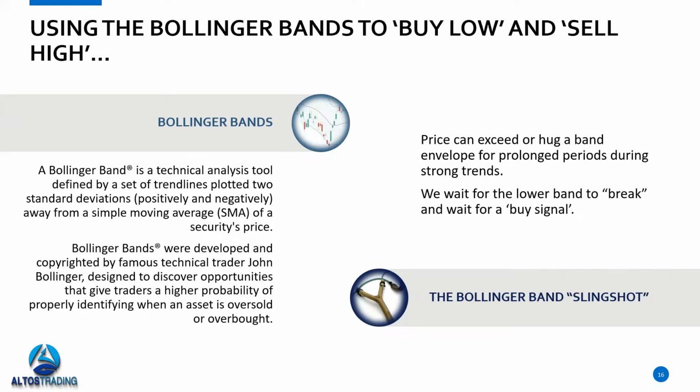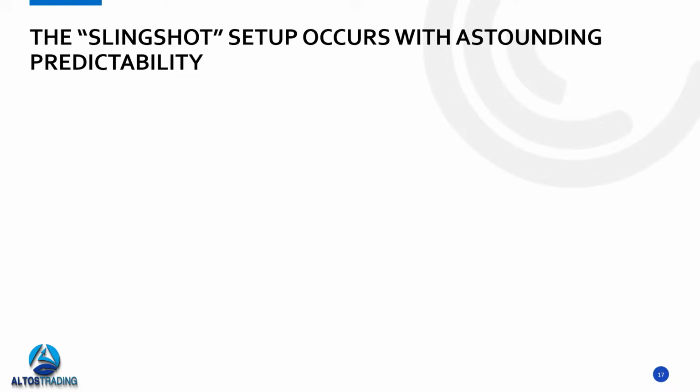So what we do is we wait for the lower band to break, and then we wait for a buy signal. And I'll explain what all this terminology means as we visualize it on a chart. But then we exit when price returns to the breaking point. So it's rather simple. And frankly, the best strategies out there are the simple ones. Okay. But what you should know is that the slingshot setup occurs with astounding predictability.